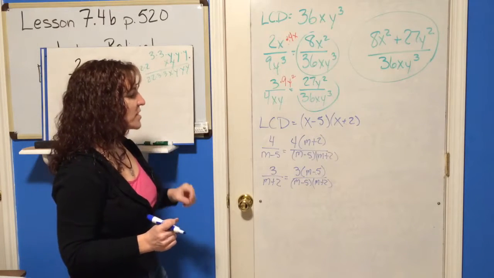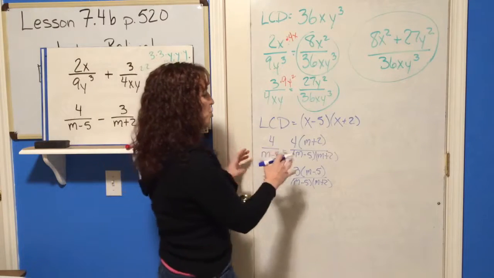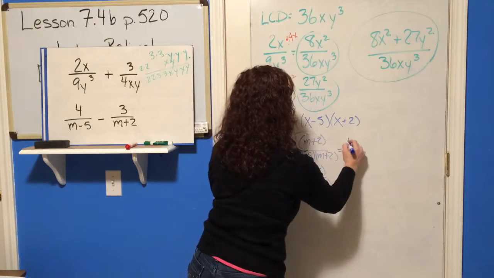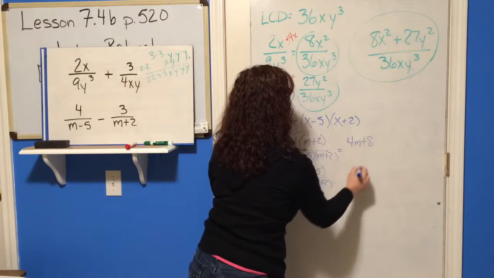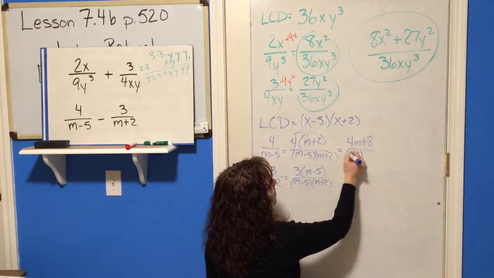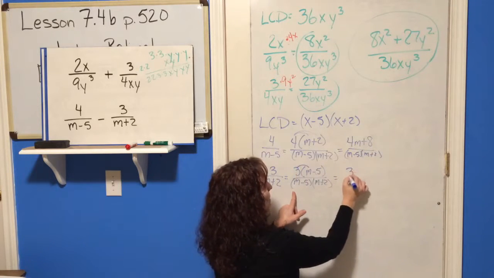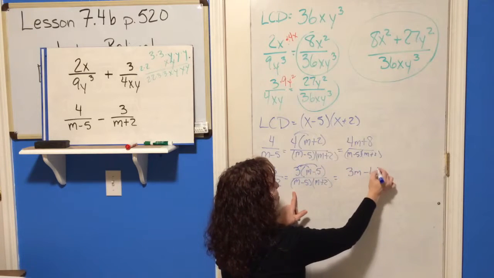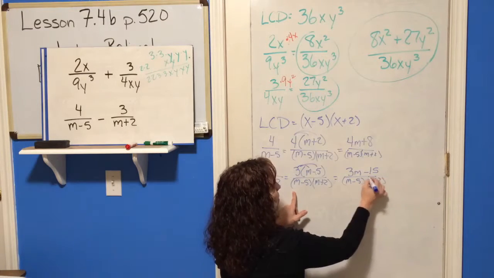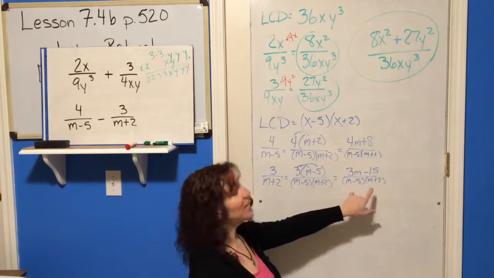Now, when we combine them together, we're going to need to know those different parts. So you can go ahead and multiply that through before you add that in. So we've got 4m plus 8 as your numerator, and your denominator stays the same. And in this case, we've got 3m minus 15 over m minus 5 times m plus 2.